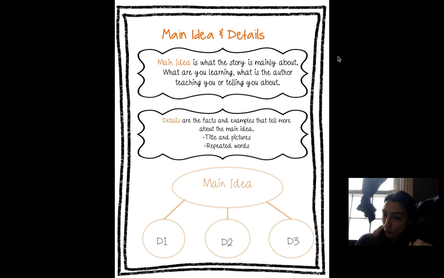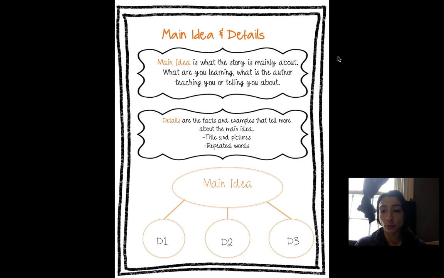And then I'm going to have you also identify some details. Today you're just going to be reading the story and thinking about these things, that way you get your brain thinking. Tomorrow is when you really are going to answer these questions about the main idea. So the main idea, like I said, is what the story is mainly about. What is all this information teaching you about?